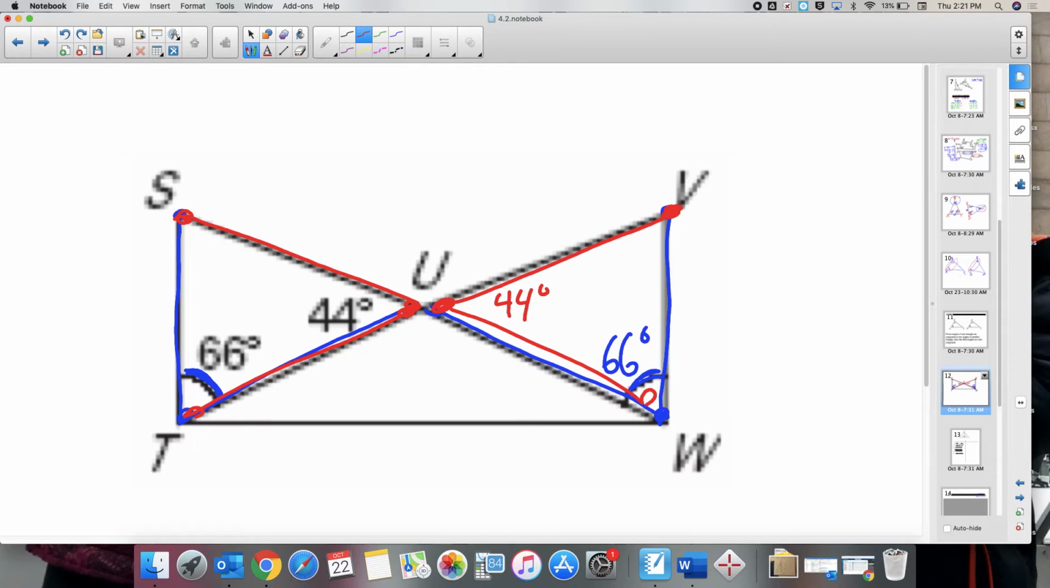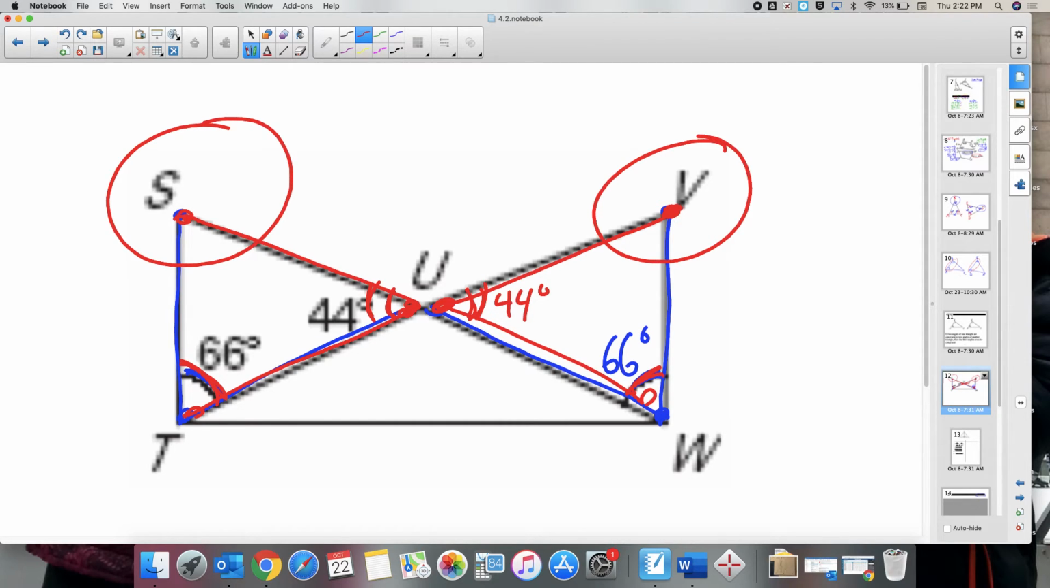I have two angles congruent to two angles. 66 with 66, the 44 with 44. If two angles are congruent to two angles, then your third set of angles would have to be congruent also. Angle S will be congruent to angle V. Well, if we can figure out one, we'll know both of them. Looking at your triangle then.